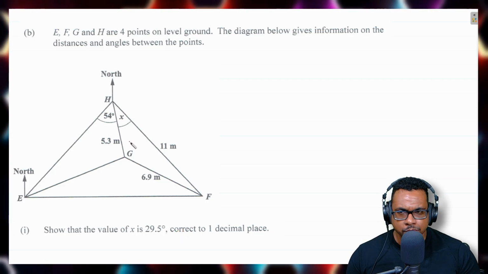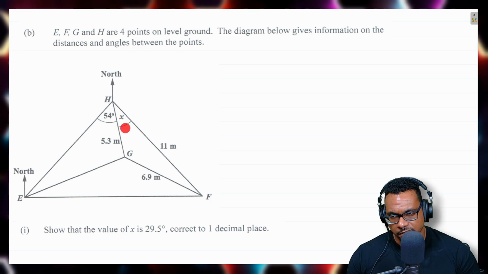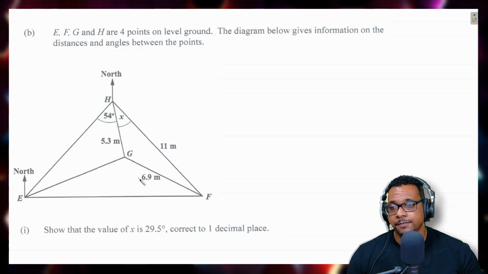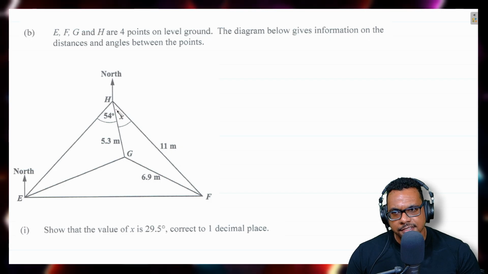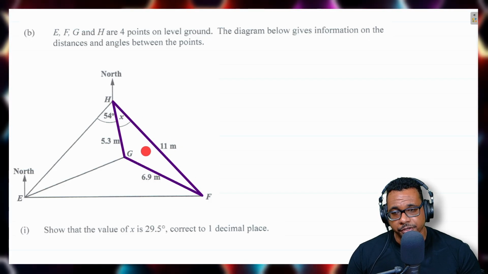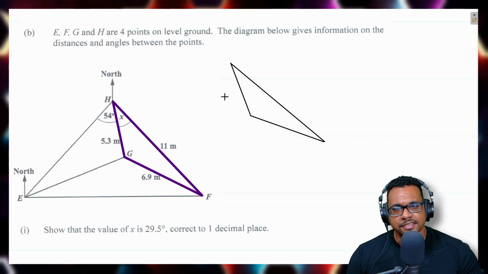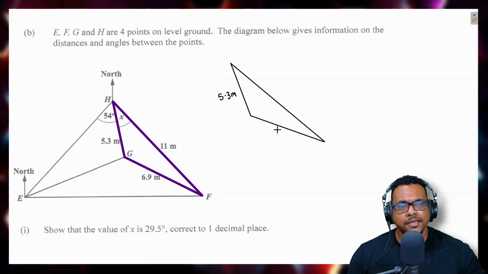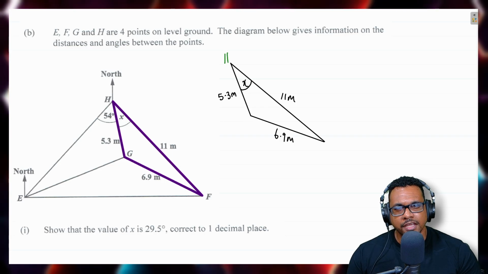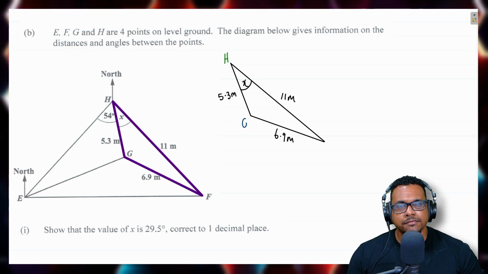So what I would do, looking at this situation here, is that this is a trig question, which means we are dealing with a triangle, right? And the angle x is within this triangle here. So what I could do is draw this triangle separately. It doesn't have to be perfect. So here will be 5.3 meters. Here will be 6.9 meters. And here will be 11 meters. And here will be an angle x. Here will be H. Here will be G.